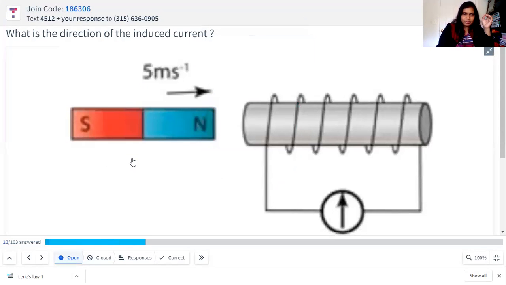So yeah, if you already answered, please retry it because I changed the question a little bit. So what is the direction of the induced current? So that means what is the deflection of this indicator? Okay, so if you answered earlier, please try it again. So it's asking, what is the direction of this hand? So will it go to the left, to the right?